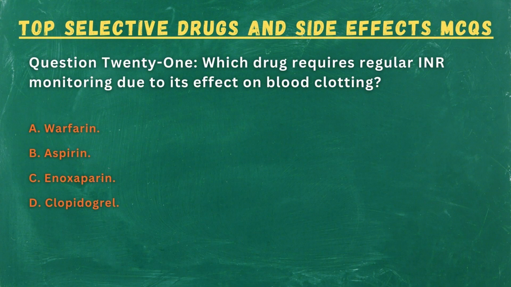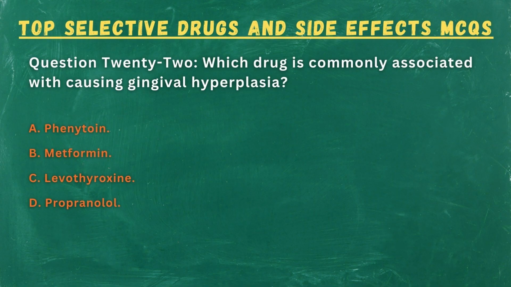Question 21. Which drug requires regular INR monitoring due to its effect on blood clotting? A. Warfarin. B. Aspirin. C. Enoxaparin. D. Clopidogrel. Answer: A. Warfarin.